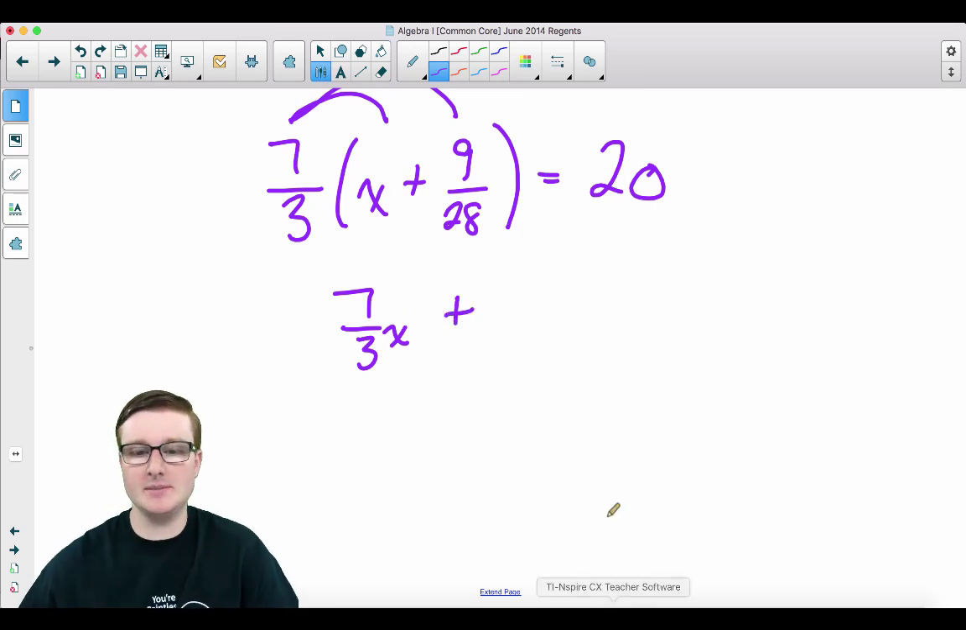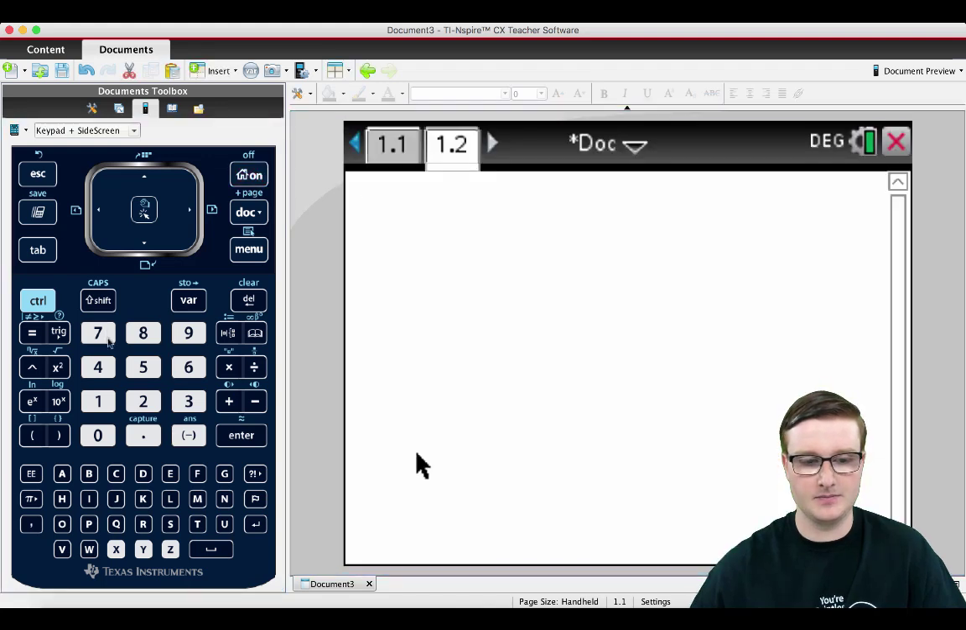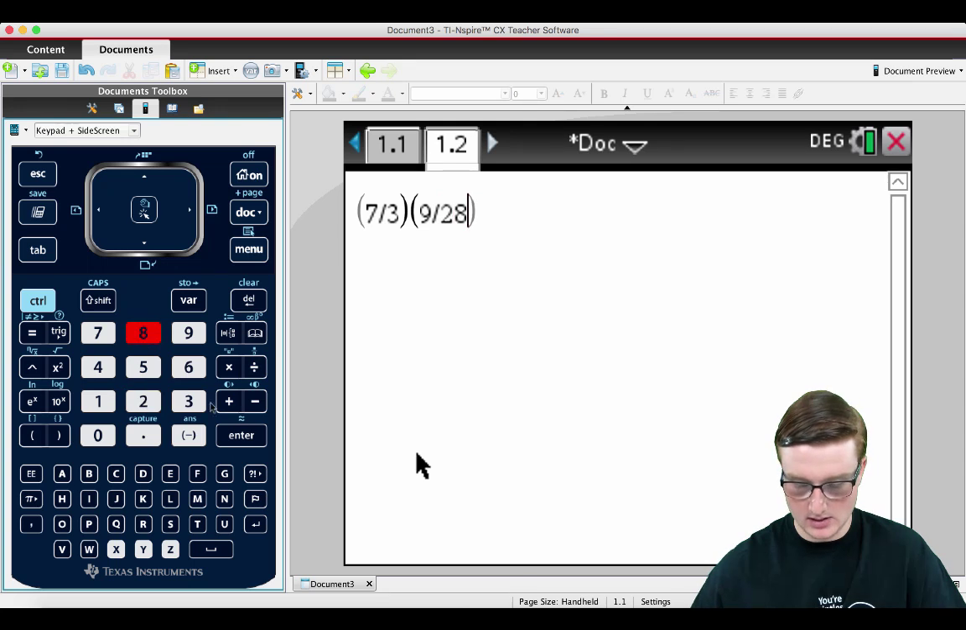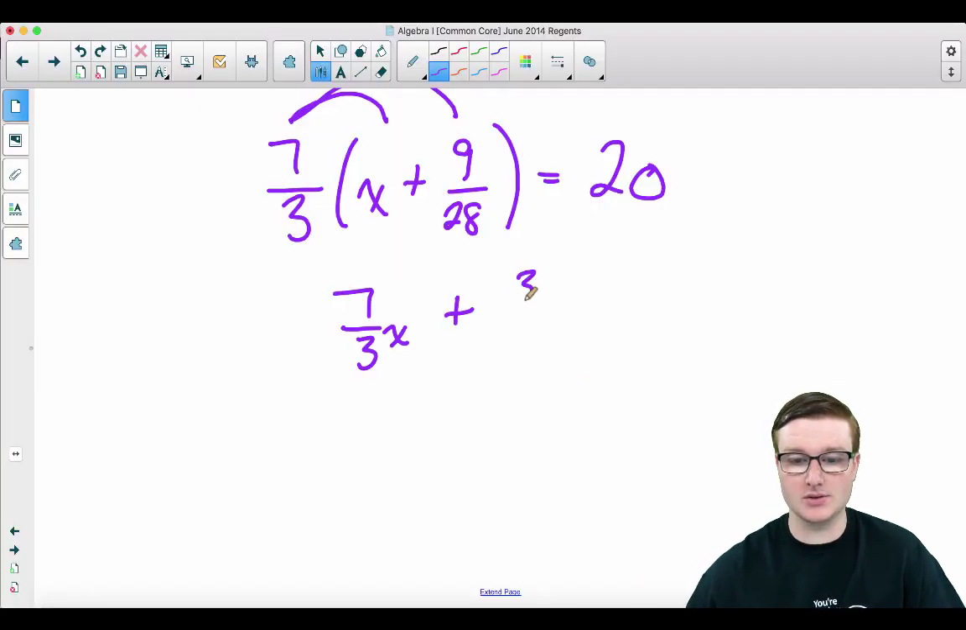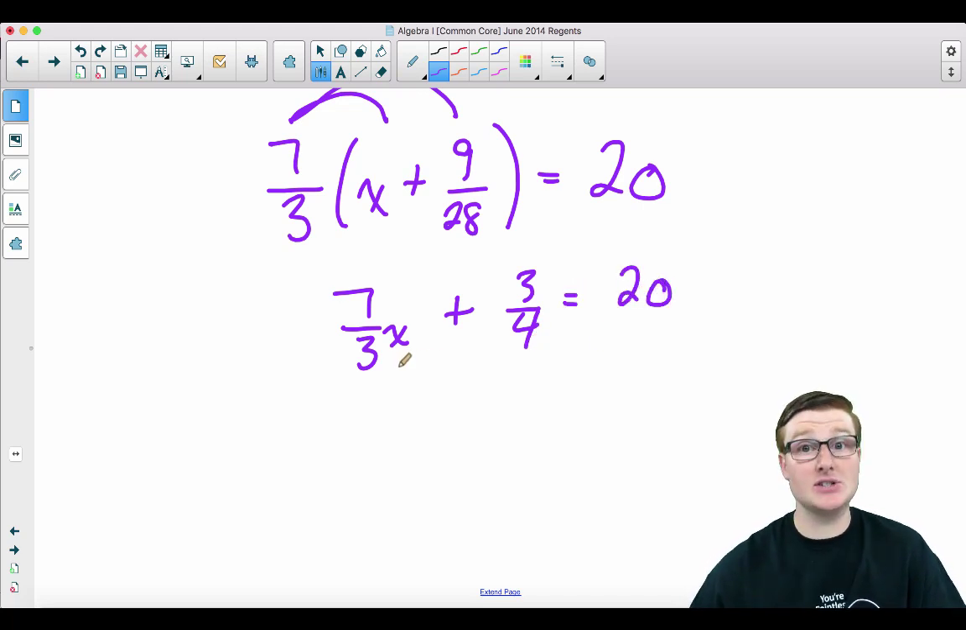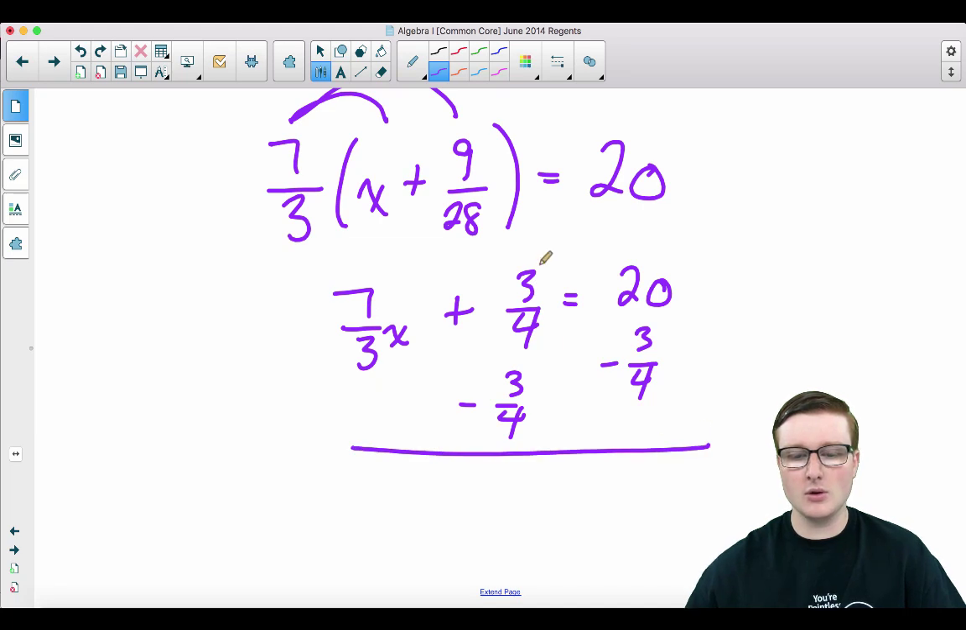Now 7/3 times 9/28. If you plug that into your calculator, 7/3 times 9/28, you get an answer of 3/4. So we get 3/4 is equal to 20. Okay, so now we continue to solve for x. You need to subtract that 3/4 on both sides. Remember, folks, that 3/4 is in fact a number. It's 0.75. So those cancel.